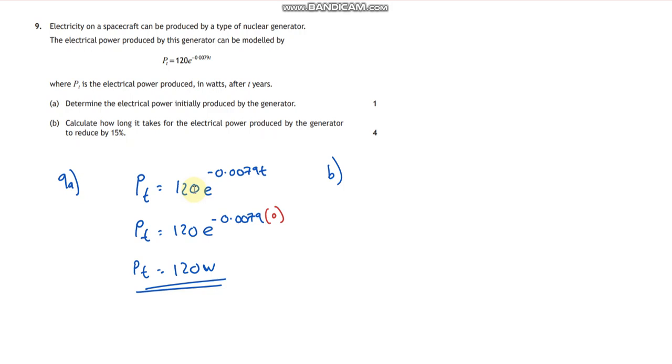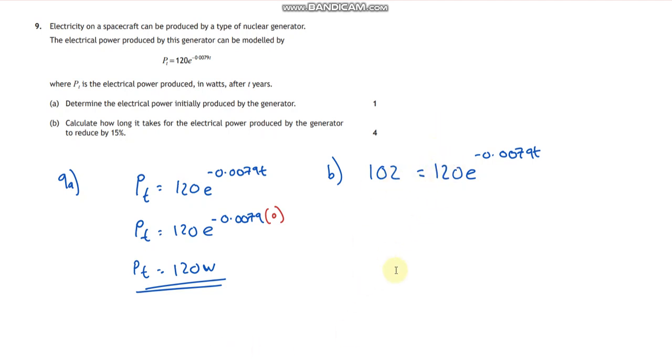Now it says calculate how long it takes for the electrical power produced by the generator to reduce by 15%. Now, there's a few ways you could do this. You could say, well, I know that 120 is 100%, so if I times that by 0.85, I'm going to work out that my power now, if it's reduced, is 102. You could say that, couldn't you?